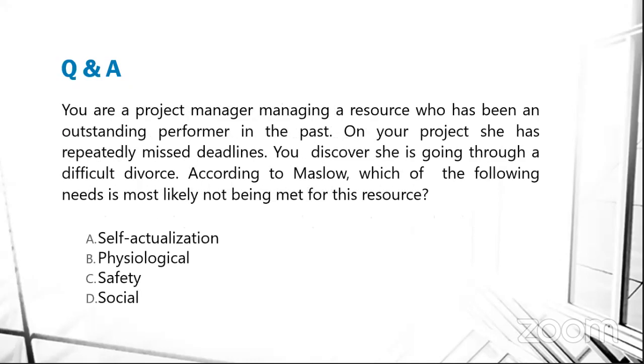All right, now you are a project manager managing a resource who has been an outstanding performer in the past. Now, on your project, she has repeatedly missed deadlines. Why did she miss deadlines? You discover that she's going through a difficult divorce, and according to Maslow's theory, which of the following needs is most likely not being met for this resource? A, B, C, or D? I need to get your answers now.